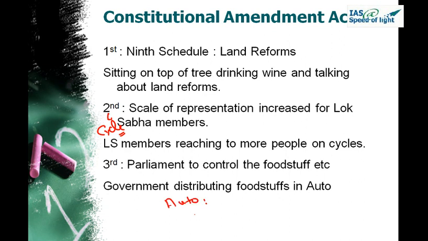And this auto, for today, we are using for the second time. The first time we used it was while taking oaths. It was the Third Schedule which deals with the oaths or affirmations, and now we are linking it with the government distributing foodstuffs in auto. So the Third Amendment Act empowered Parliament to control the whole food chain of essential foodstuffs.